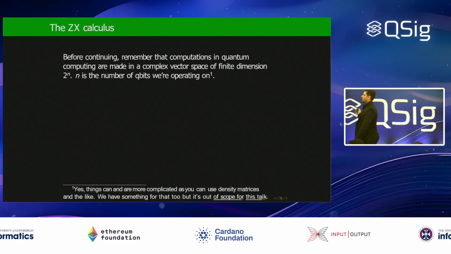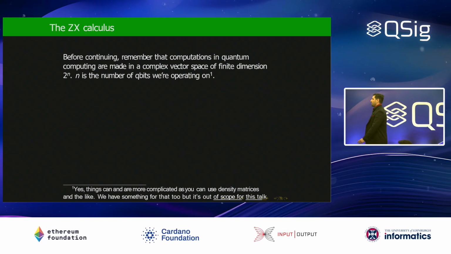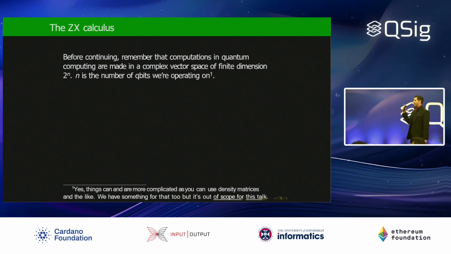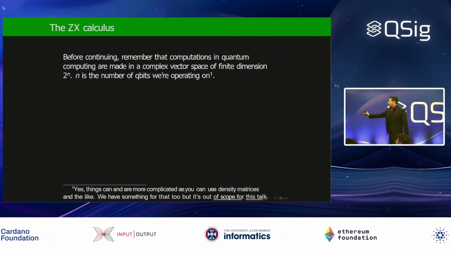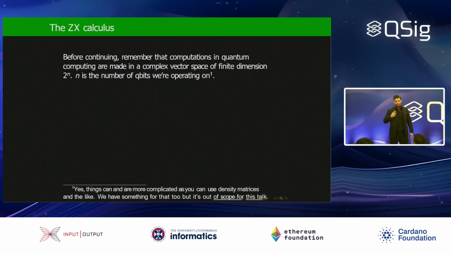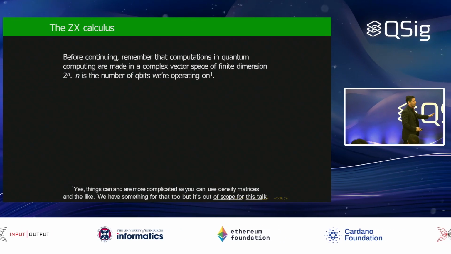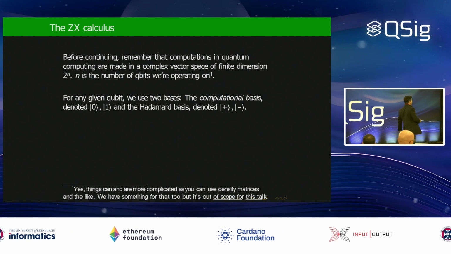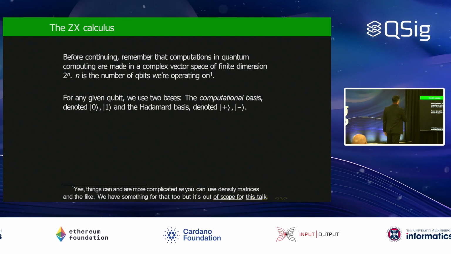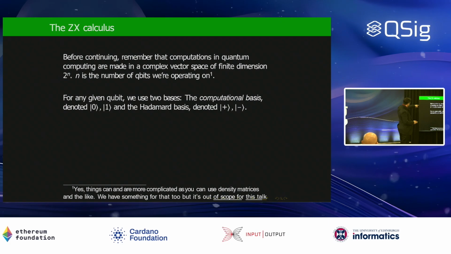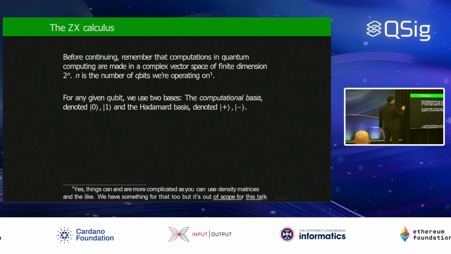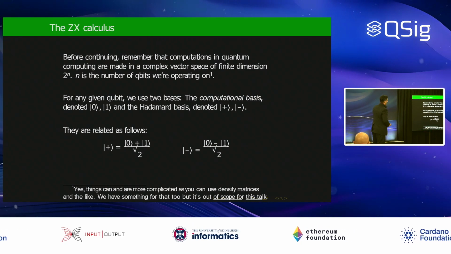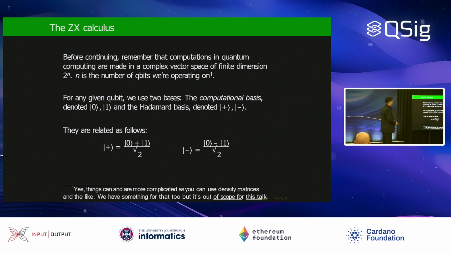Before continuing, remember that computation in quantum computing is made in a complex vector space of finite dimension 2 to the n. Caveat, you can use density matrices and other stuff. We can do that as well graphically, but I'm not going into it. For every qubit, we use two bases: the computational basis, denoted 0 and 1, and the Hadamard basis, denoted by plus and minus. They are related by these equations.